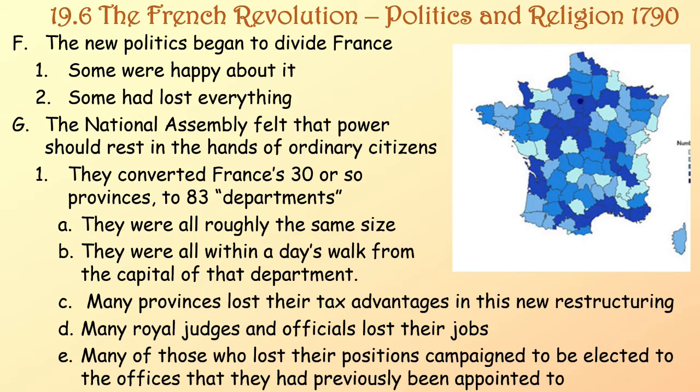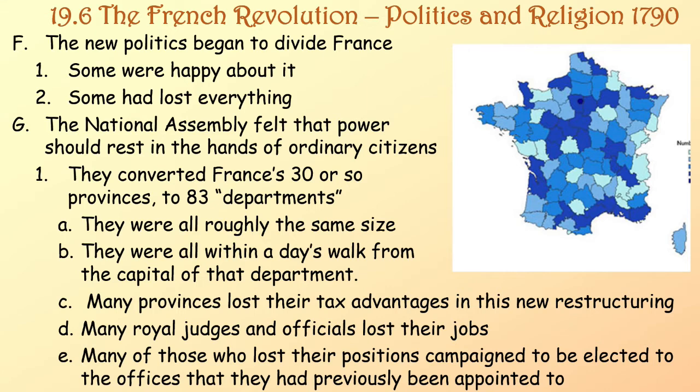The new politics had begun to divide France. Some were happy about this situation. Others had lost everything. The National Assembly felt that power should rest in the hands of ordinary citizens, and they converted France's 30 or so provinces into 83 what are called departments. They were made very carefully. They were all roughly the same size. They were all within a day's walk from the capital of that department.